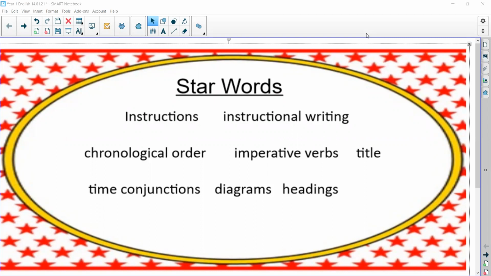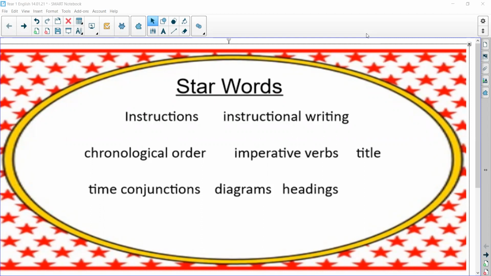Let's look at our star words. Instructions, instructional writing, chronological order, imperative verbs, title, time conjunctions, diagrams, headings.